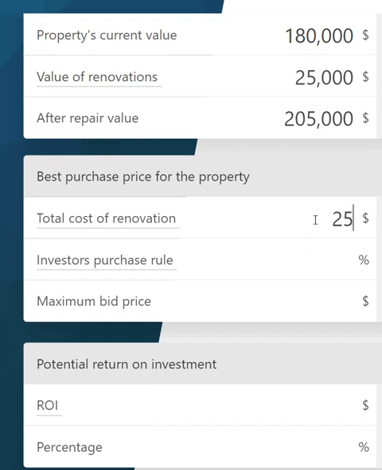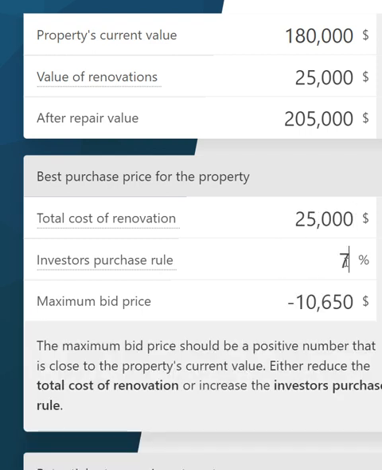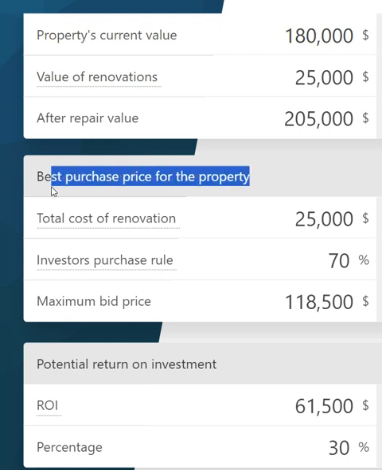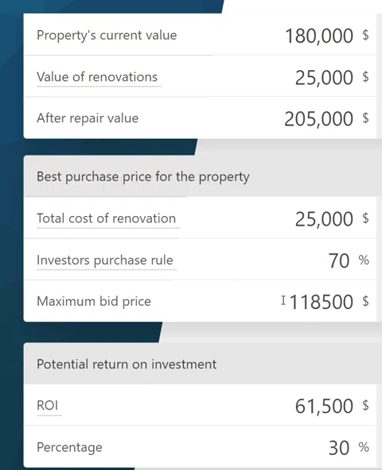So I'm going to enter that same amount in this area, and I'm going to explain how the investor is pretty much going to negotiate with you so you can understand where he's coming from. This right here is the best purchase price for your property. So the investor is going to offer you about $118,500 for your house.